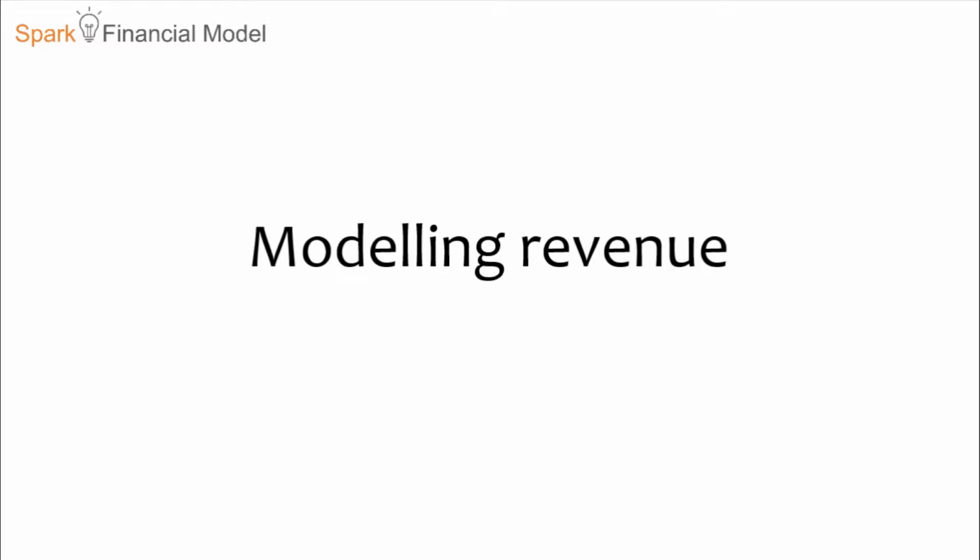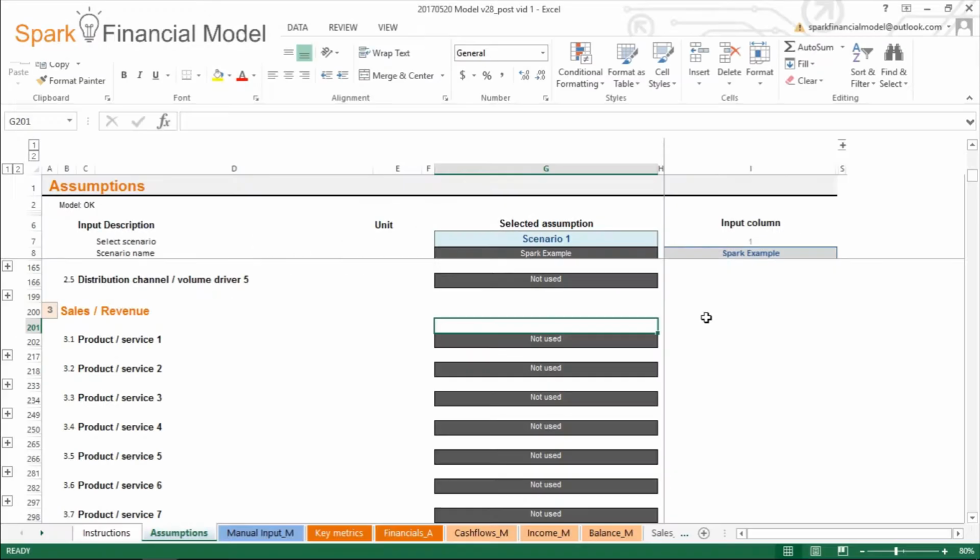In this video, we look at linking the customer volumes we forecasted in the last video to actual sales of products or services. We'll be showing an example for both a product that has a one-off payment as well as a product with a recurring payment, such as a subscription type arrangement. Let's start off with a one-off payment example.